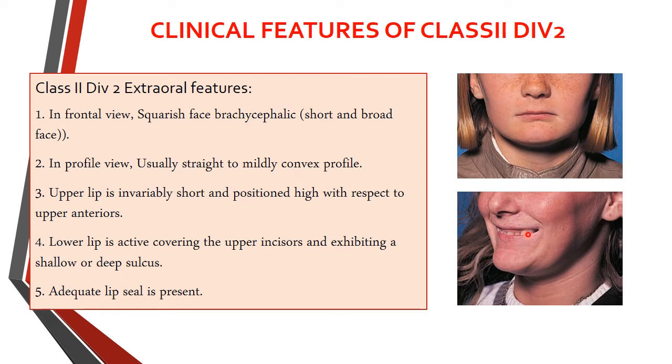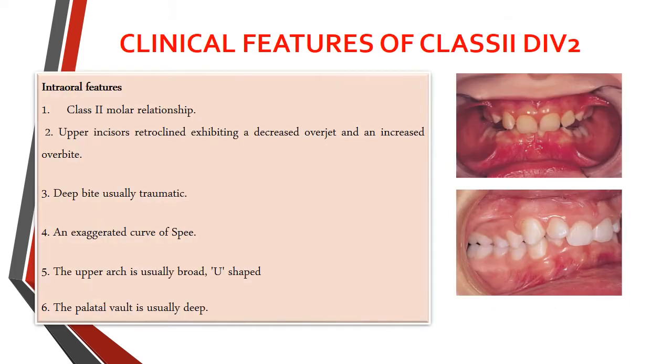The upper lip is short and high relative to the upper incisors. The lower lip is high, so it will cause a retroclination of the upper incisors, and in most cases we have an adequate lip seal. Unlike Class II Division 1, in which the patient may have a competent lip seal but in most cases we may have lip incompetency, depending on the severity of the skeletal Class II relationship.